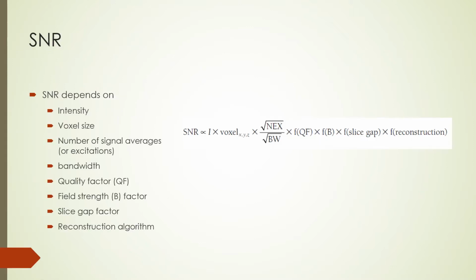In MRI, signal to noise ratio is dependent on several parameters. These are listed on this slide. The signal to noise ratio depends on the intensity of the signal, the voxel size, the number of signal averages or excitations, and the bandwidth. It also depends on factors associated with the quality of the coils used, the quality and strength of the static B0 field, the slice gap quality, and a factor associated with the reconstruction algorithm. We will look at each of these individually.